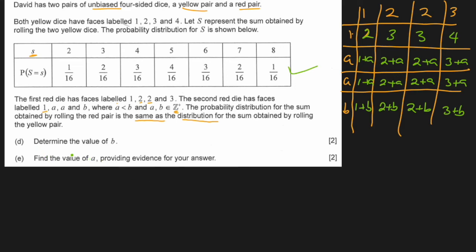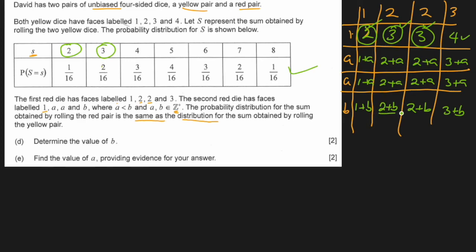Alright, determine the value of B. Okay, so B is in this last line. Let's compare this with the probability distribution table. The probability of 2 is 1 over 16, and there is only one 2 here, which is correct. The probability of 3 is 2 over 16. There are 2 3's, and they are also okay. That means we can't involve them anywhere. The probability of 4 is 3 out of 16. We have one 4 here, so we need 2 more combinations of 4.